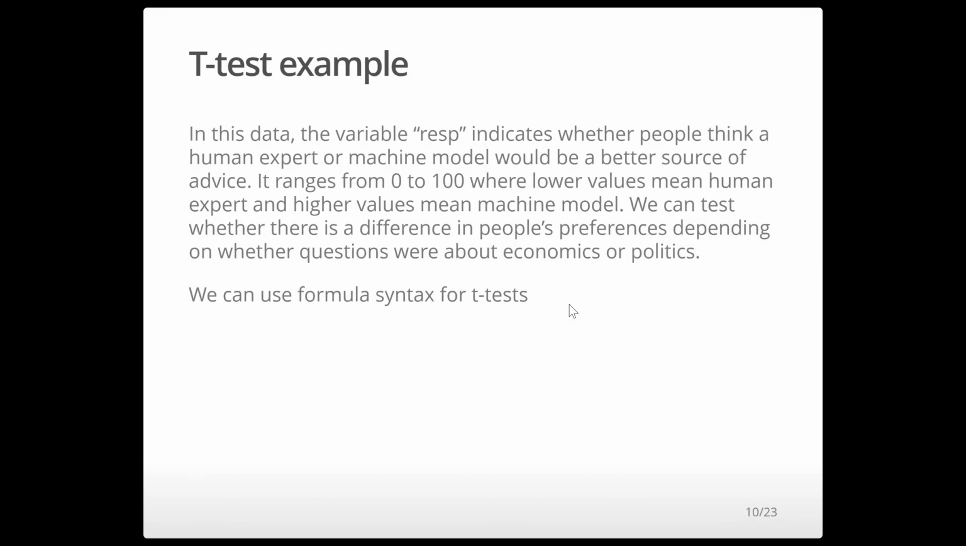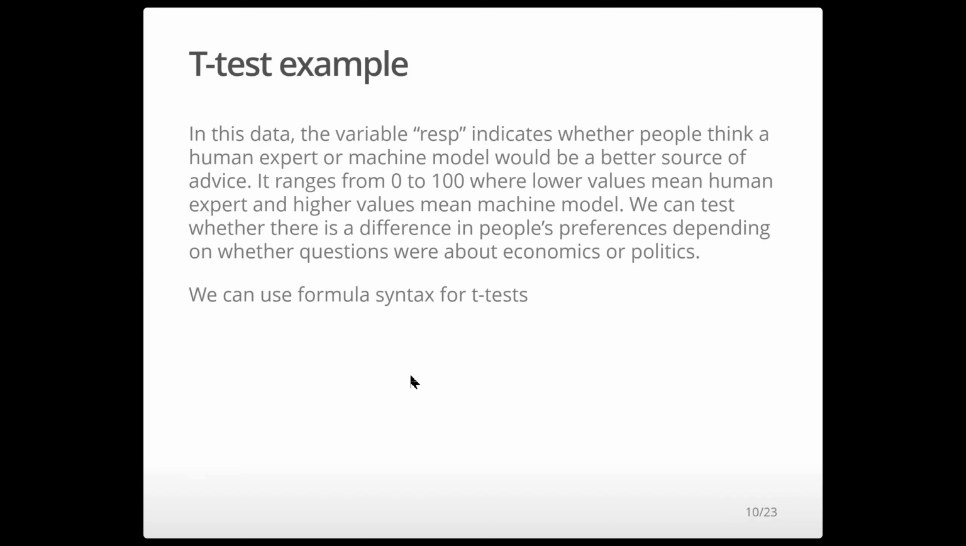And so here we're going to be looking at whether the RESP variable differs, whether people are looking at questions about economics or about politics. And so this is one of our key hypotheses. We assume that people would prefer algorithmic advice for economic questions, but not necessarily for politics questions.